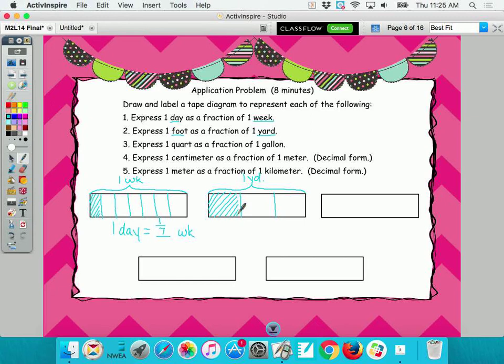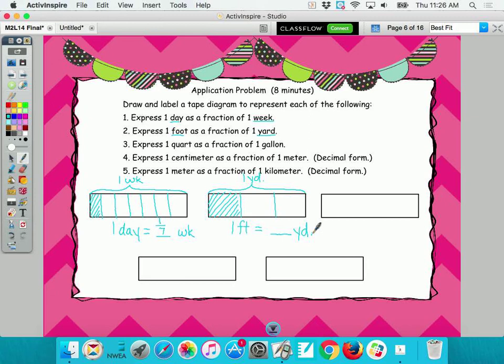Okay, so now I'm going to write 1 foot equals blank yard. And if you use what we did on the days and the week, Aubrey, what do you think I'm going to put?